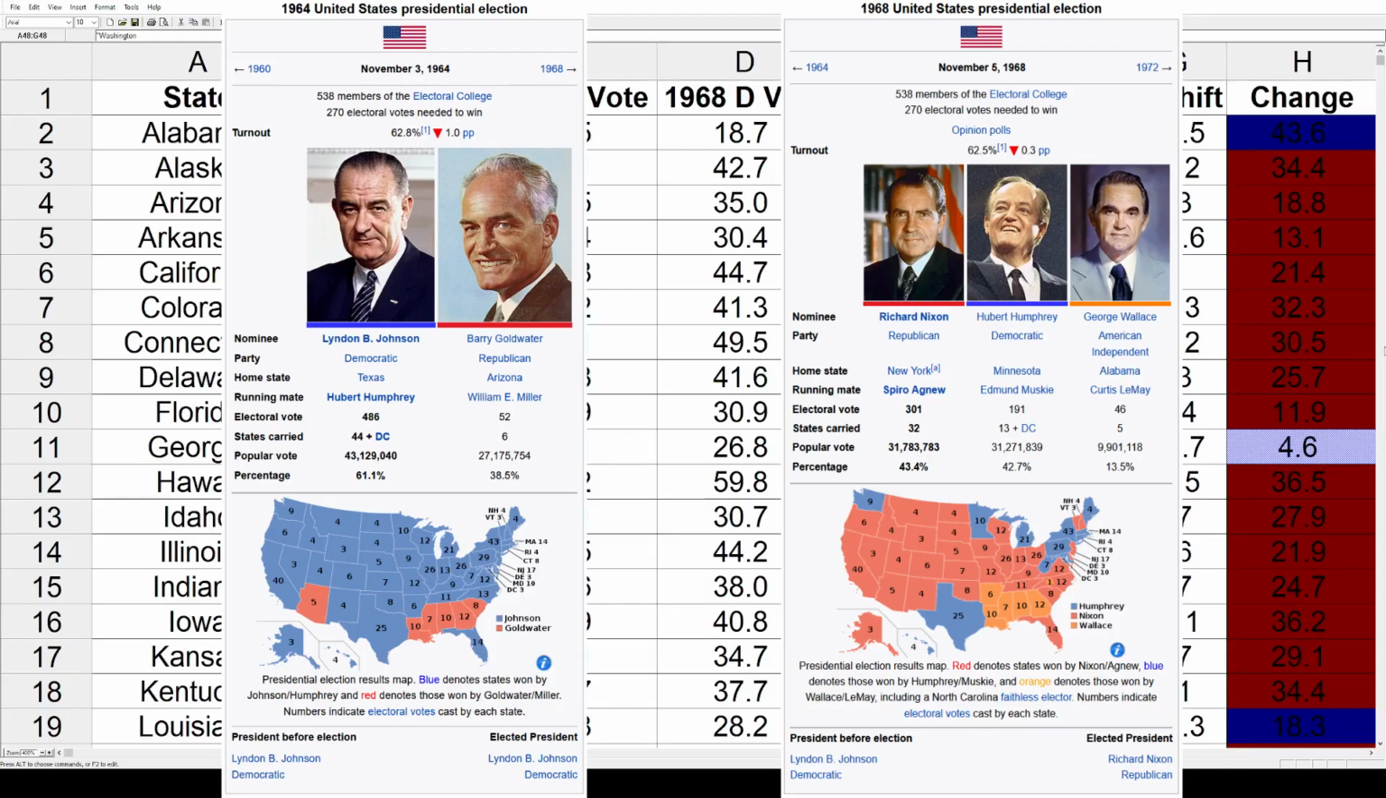Now there was also a strong third-party vote that year. George Wallace from Alabama, he did get 46 electoral votes, carried 5 states, all of them in the South, and he got 13.5% of the national popular vote.